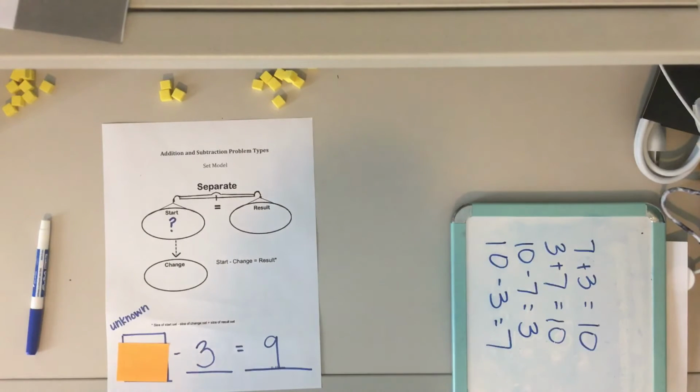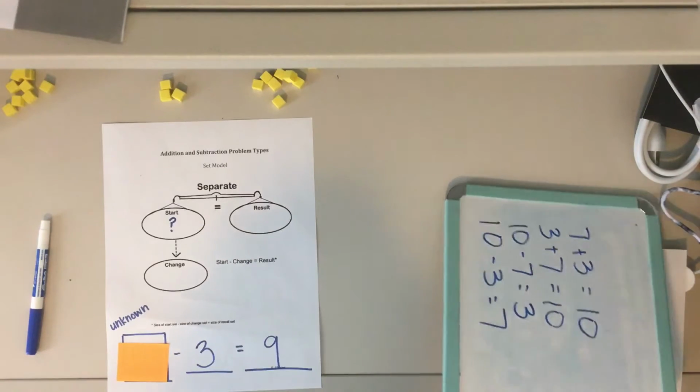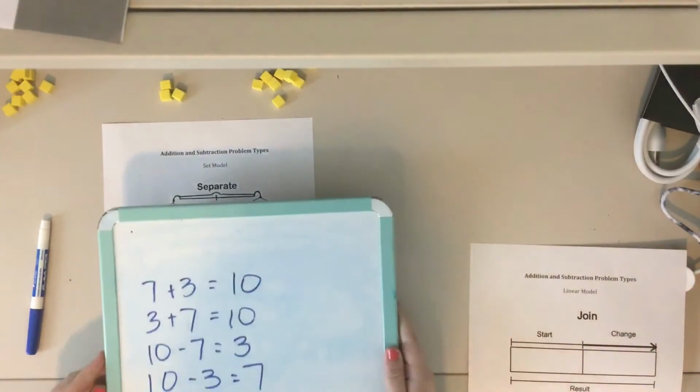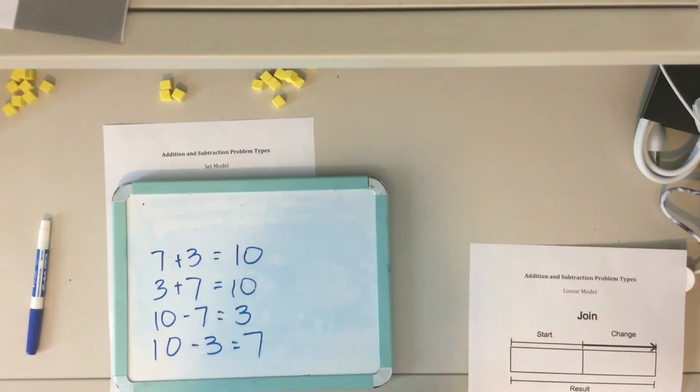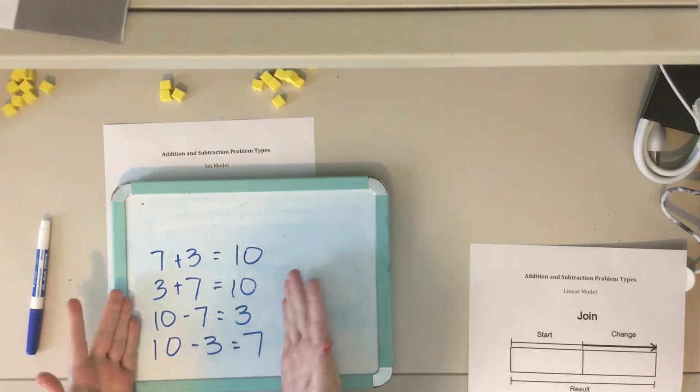Today, I am going to demonstrate how to model and solve join and separate word problems. First, we're going to make a connection between the inverse relationship between addition and subtraction, inequality, or the equal sign, and that these concepts intertwine as we are working with equations, which should be balanced on either side.